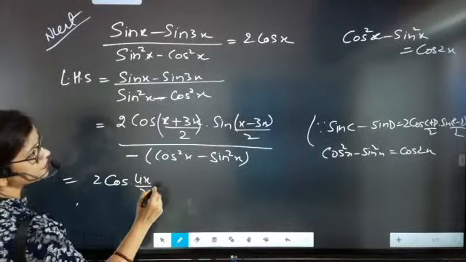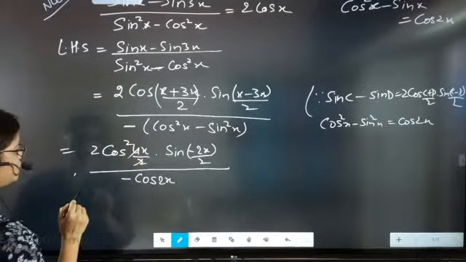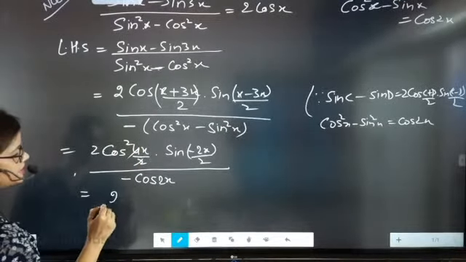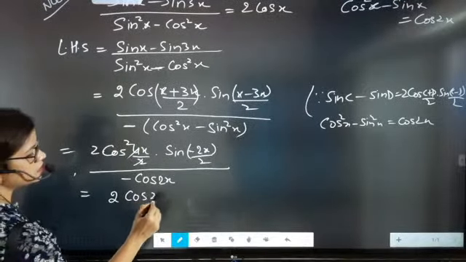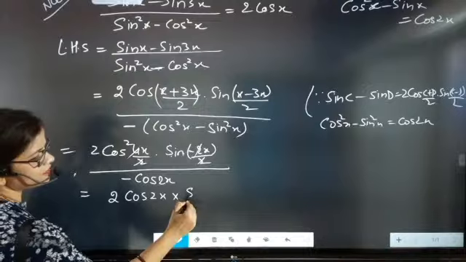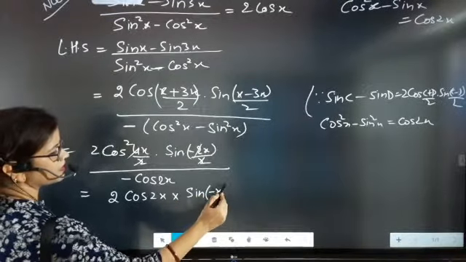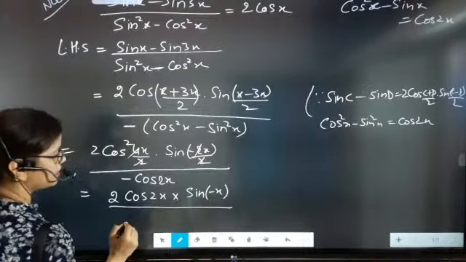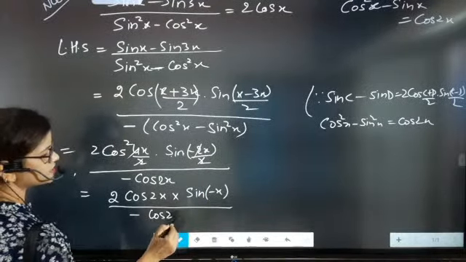2 is coming. And here, only one more line. Only one more line and you are going to get the answer. Here it is coming 2 cos 2x into this, and this got cancelled. Sin of minus x is coming. And here minus cos 2x. So this cos 2x and this cos 2x are gone.